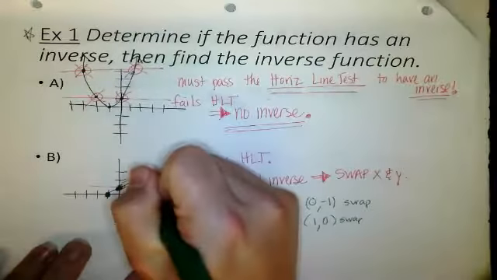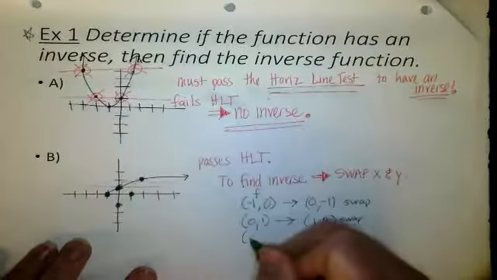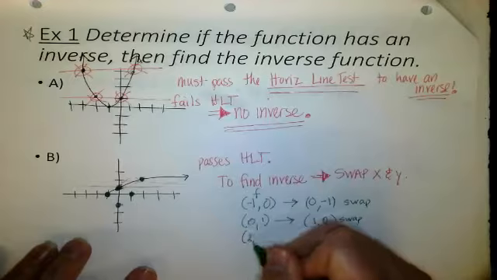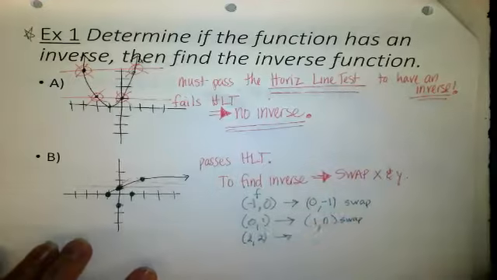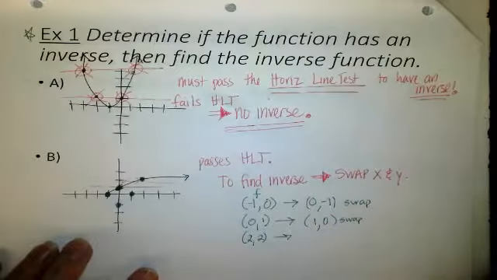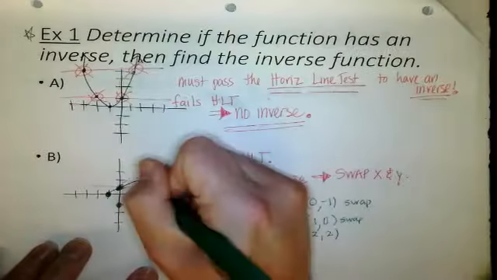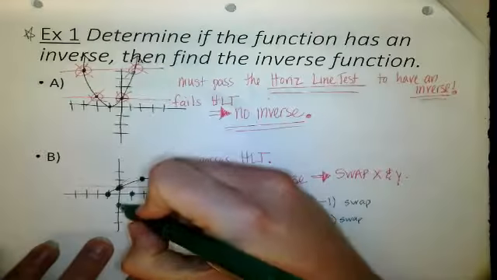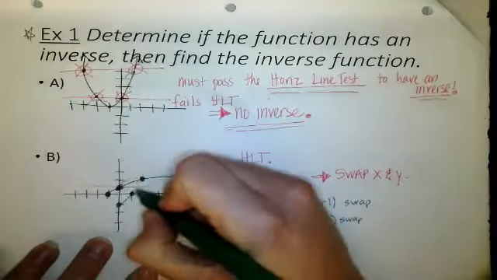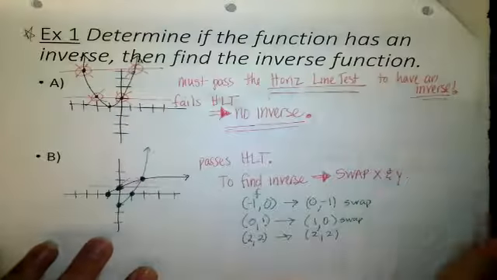And the last point right here is what? 2, 2. And if I swap that, what do you get? 2, 2. It stays the same. Very good. That one happened to stay right where it is. And so I'm going to go ahead and just connect those in a nice smooth curve like I was given.